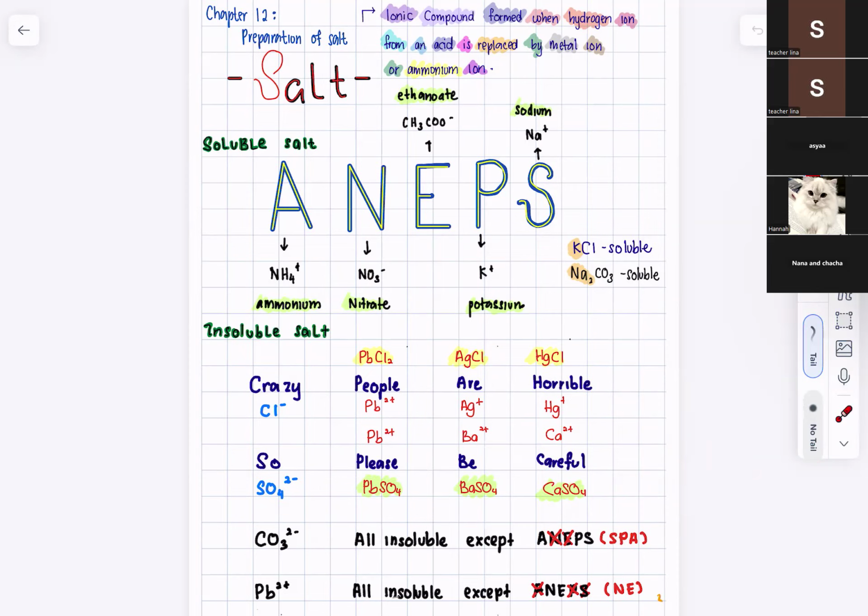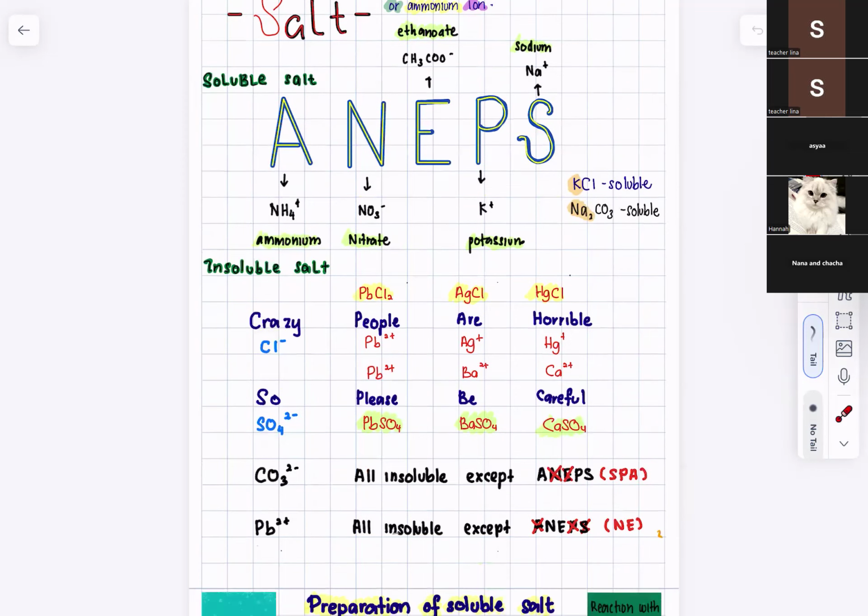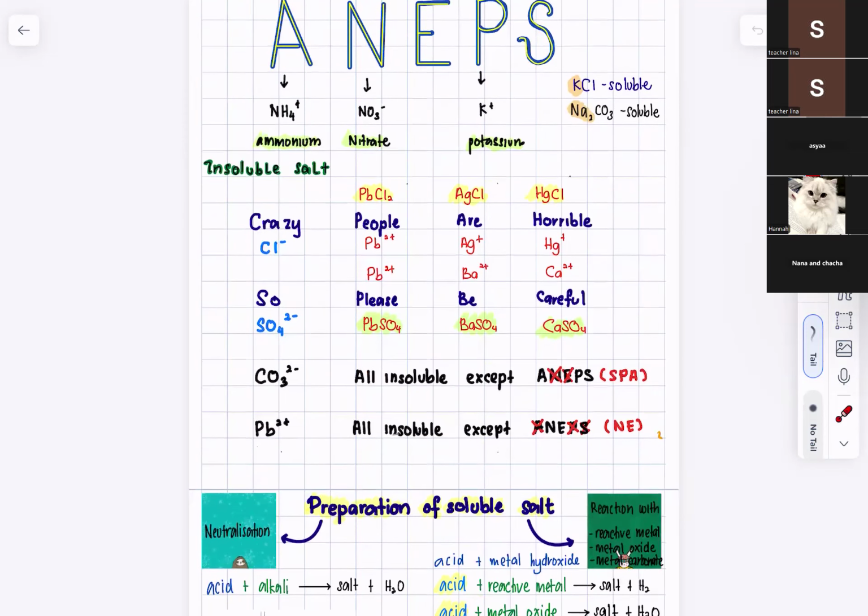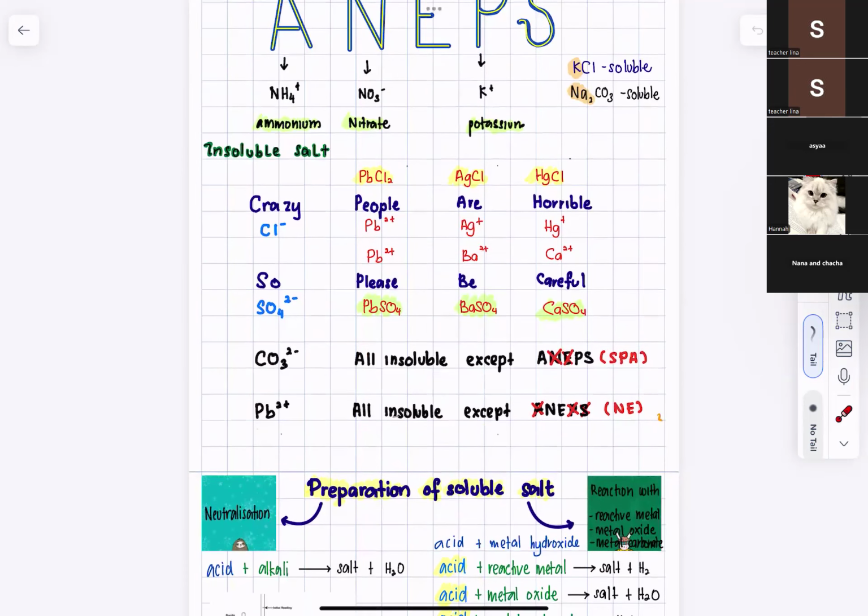Ammonium carbonate. Soluble or insoluble? Soluble. Lead II bromide. Soluble or insoluble? I think it's soluble. Insoluble, I think. I think your first answer is right. You said that's soluble, right?